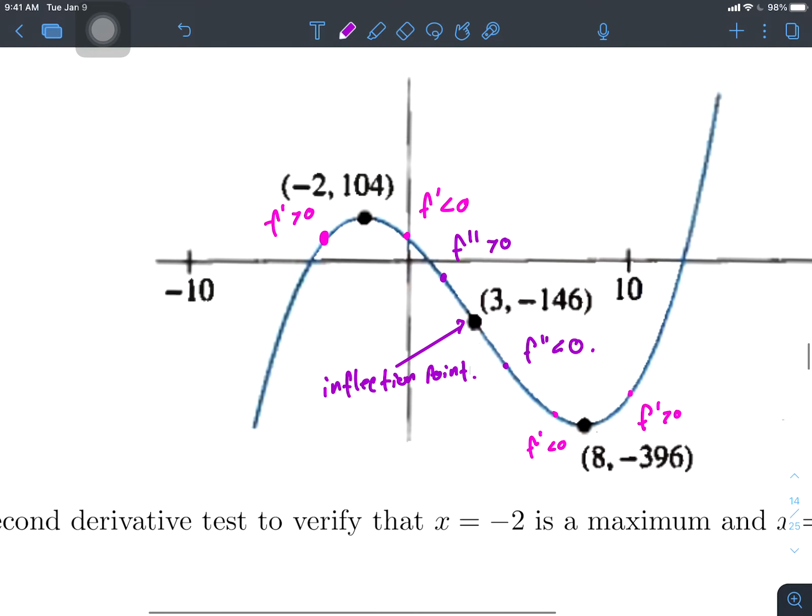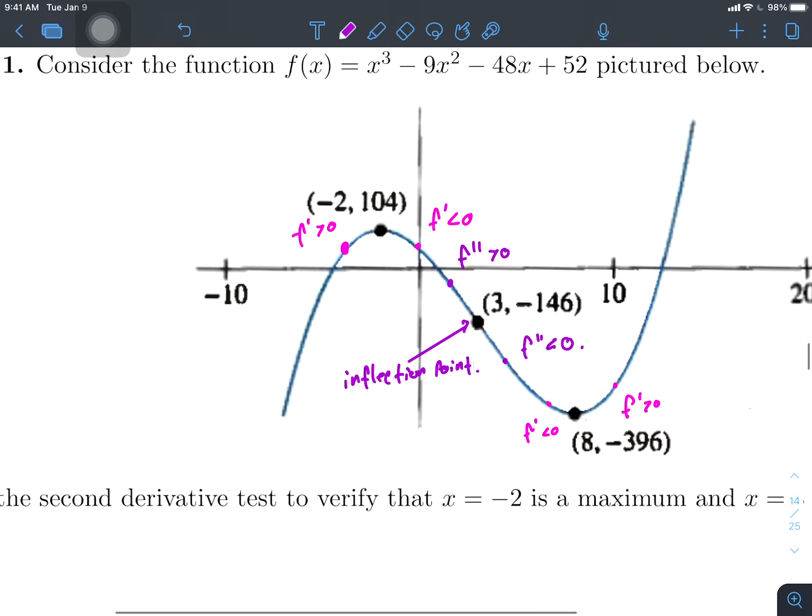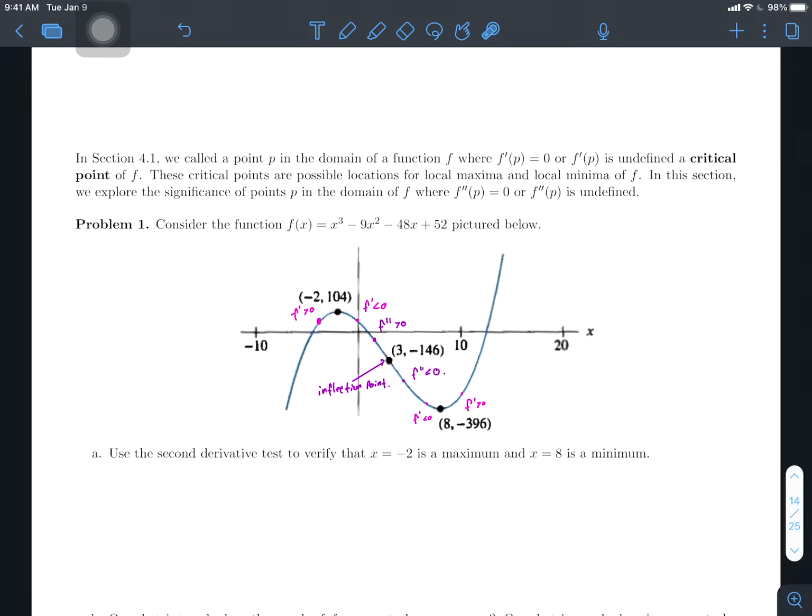So this inflection point is where we see the concavity change from being concave down to concave up, or the reverse, concave up to being concave down. And the way it looks on the graph is you look for one of these points where we were bending this way, and then after we hit that point, we started to bend the other way. That's basically what an inflection point is.